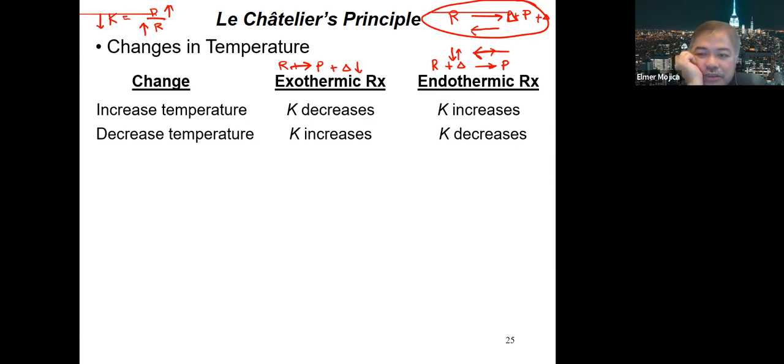So this is just one of the stress wherein temperature has a direct effect on it. Nagbabago yung k-value at different temperature. It's not only shifting the direction, but it's also changing the value of k depending on the temperature. Remember when we had the discussion last week, k-value is always specified at a particular temperature.